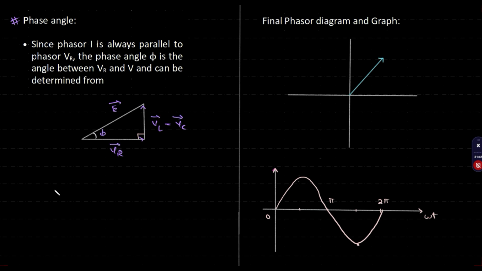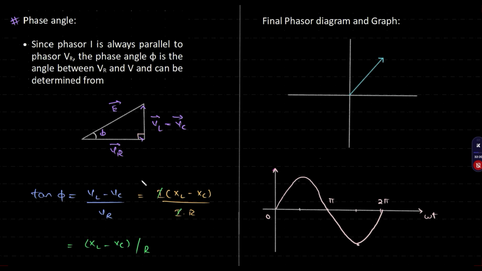This is our phi. How will you find out tan of phi? Simple, opposite by adjacent. So here, if we divide by I in the numerator and denominator, or just take I as common, all of this will get cancelled and we have XL minus XC divided by R. Right? Does it make sense?